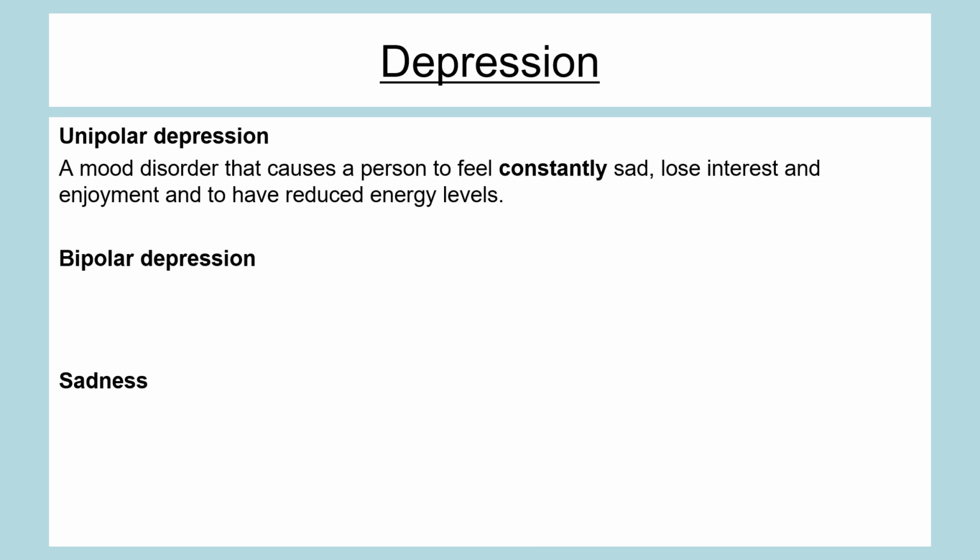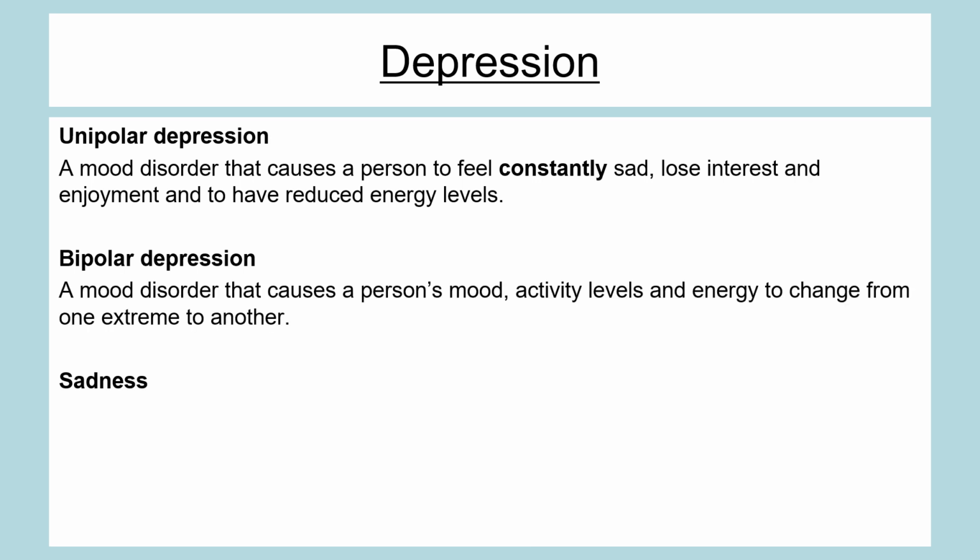It's always down. Now, the one that you hear about the most in the media is bipolar depression. Normally when I ask people what types of depression they know, this is the one that they say. And bipolar's got the word bi in it, which means two, and therefore it means two types of emotion. It's the mood disorder that causes a person's mood and activity levels to change from one extreme to the other. So it will be really low, typical depression, and then all of a sudden there will be this incredible high of energy and positivity, and it's really difficult to explain why.